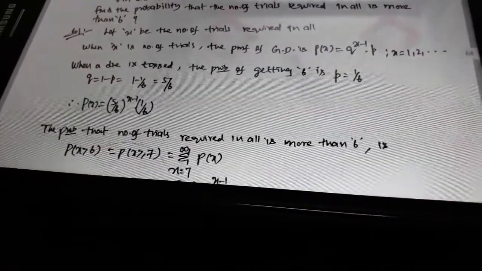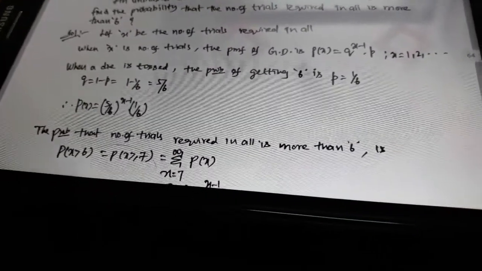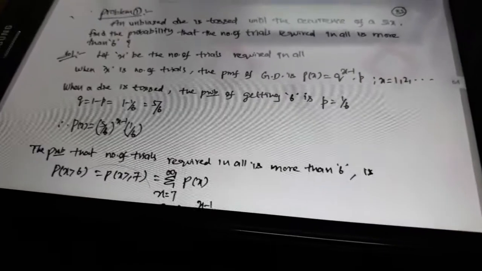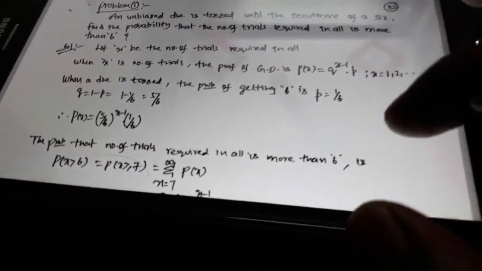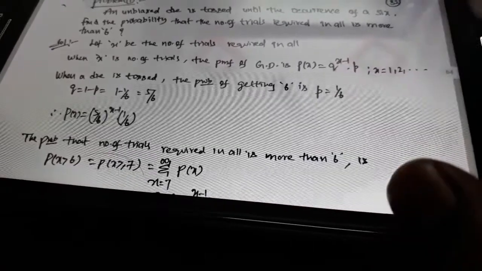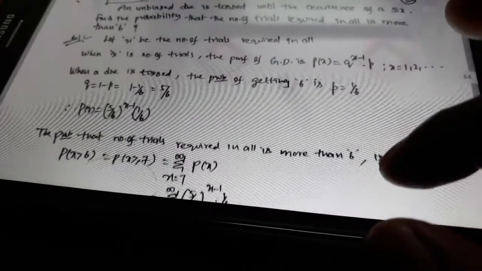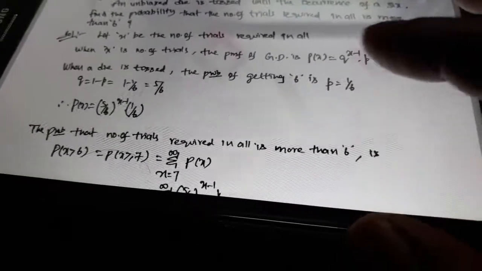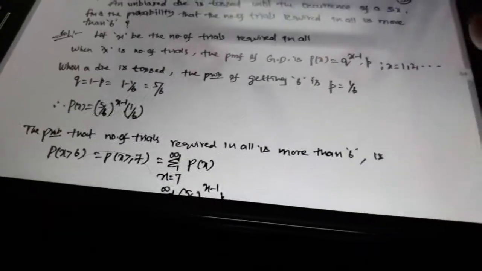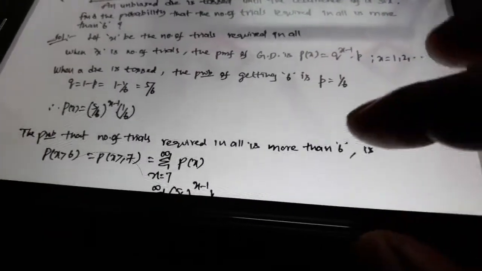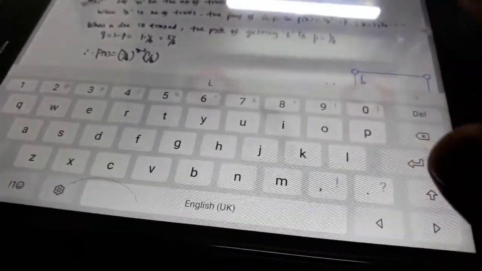First, the PMF of the geometric distribution: P(x) is q power x minus 1 into p, where x starts from 1. Here it's related to the number of trials, which is why we consider the second kind, q power x minus 1 into p, x from 1. So p is the probability of getting a 6 when a die is rolled, which is 1 by 6. So q is 1 minus p, 1 minus 1 by 6, which is 5 by 6. Then P(x) is q power x minus 1 into p.